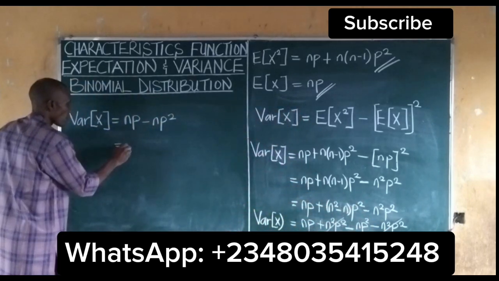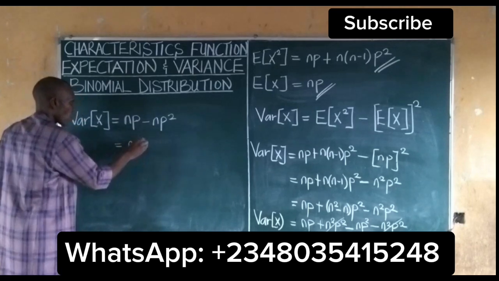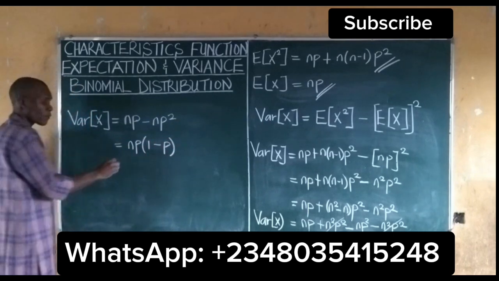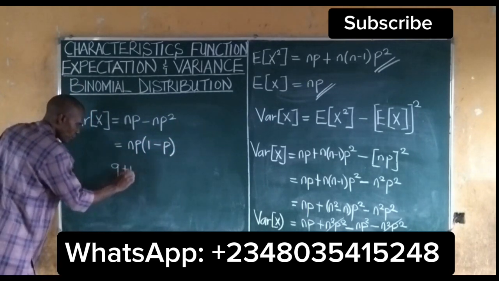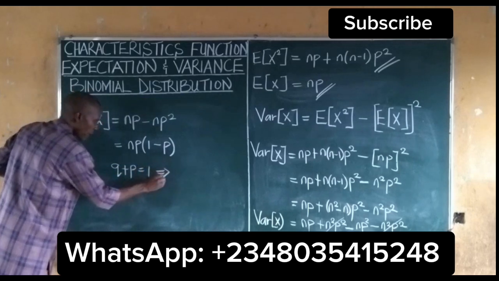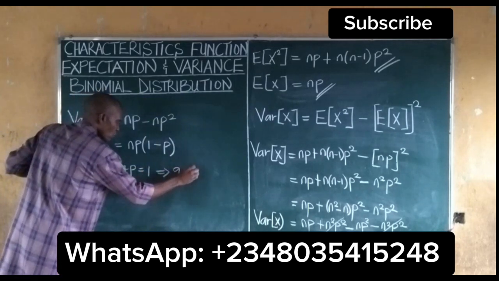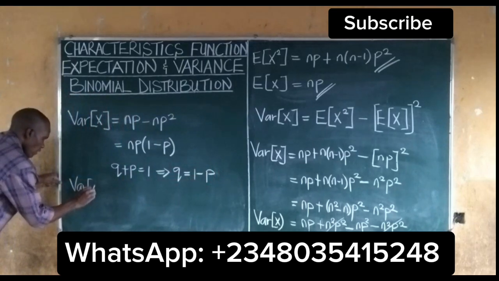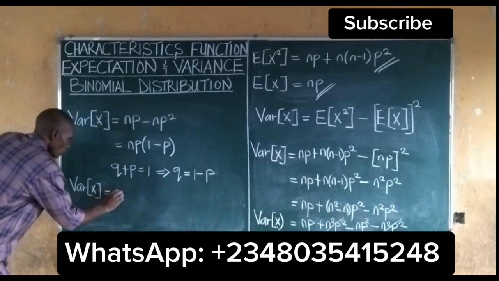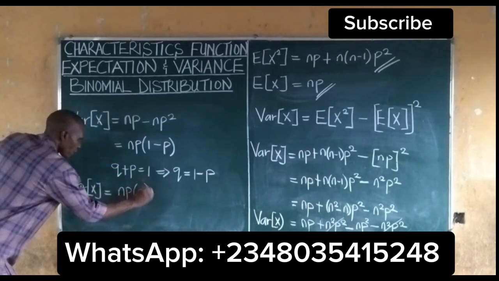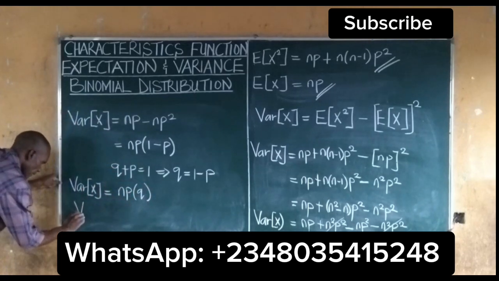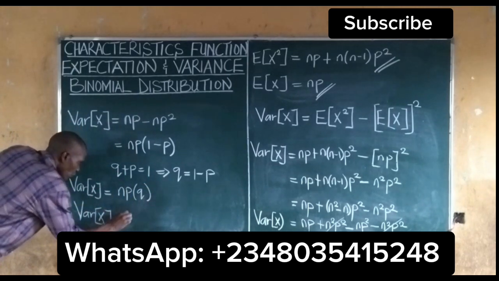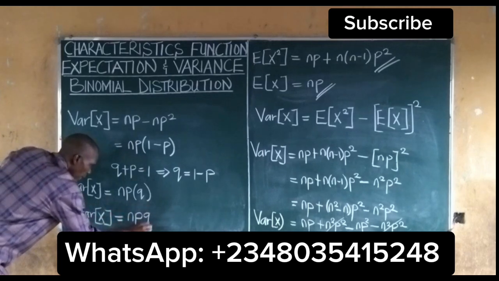Of course, you know something is common. So we have np can come out to give us 1 minus p. Of course, from probability, q plus p is equal to 1. It then implies that q is equal to 1 minus p. So it then means that our variance of x is equal to npq.